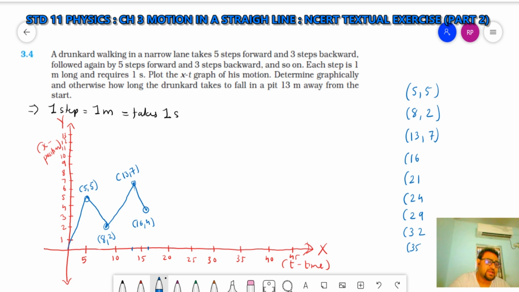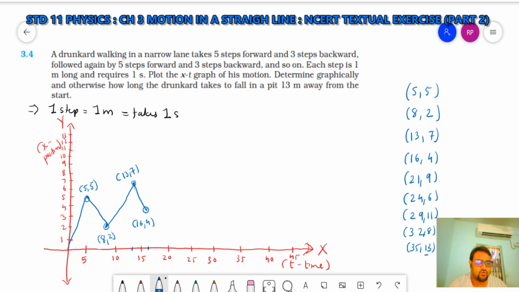See what I'm doing? For time I am adding plus 3, plus 5, plus 3, plus 5. For position: 2 plus 5 minus 3 plus 5 minus 3 plus 5 minus 3. So 7 minus 3 is 4, 4 plus 5 is 9, 9 minus 3 is 6, 6 plus 5 is 11, 11 minus 3 is 8, 8 plus 5 is 13. So I got the position 13. I solved this in rough, and now I can match it.